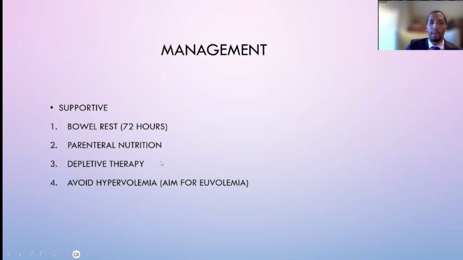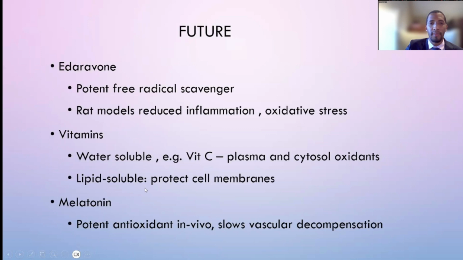Care is predominantly supportive with bowel rest up to 72 hours or longer. TPN may be necessary, as well as depletive therapy, Lasix, and other medications to help with the diuresis. Patients may also develop abdominal compartment syndrome, so you have to have a high index of suspicion for that. In resuscitation efforts, we try to avoid hypervolemia. There are a number of animal studies looking at drugs that could possibly help with the reperfusion injury, but honestly, none has been proven beneficial in humans conclusively.